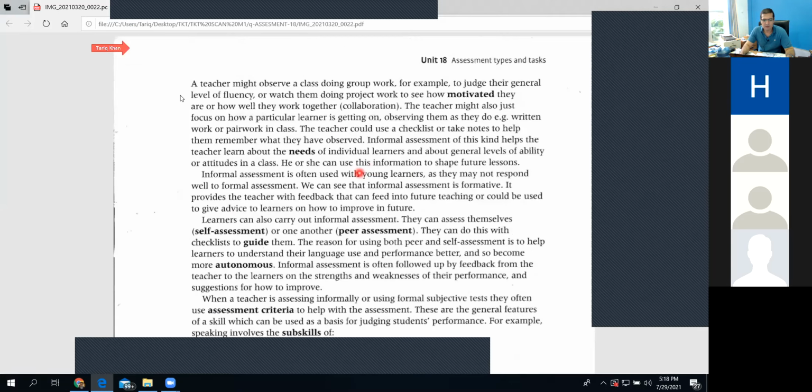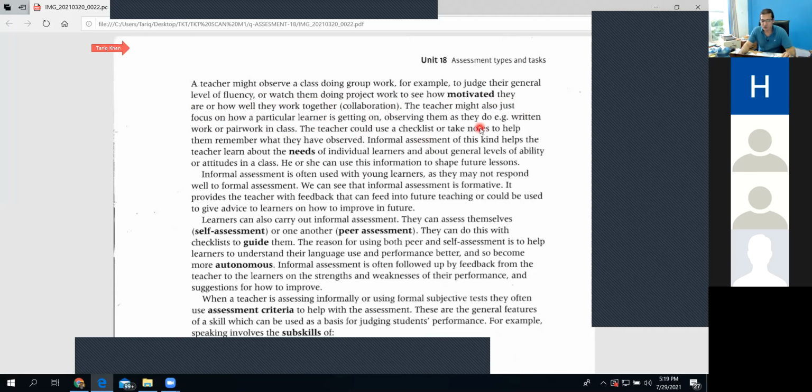A teacher might observe a class doing group work, for example, to judge their general level of fluency, watch them doing project work, or see how motivated they are and how well they work together. Collaboration, working together. The teacher might also just focus on how a particular learner is getting on. Getting on means how their relation with each other is.